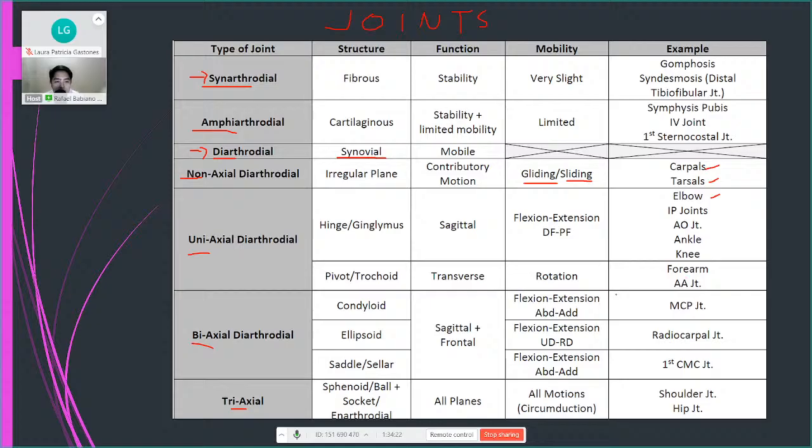Another example ha, biaxial, your radiocarpal, your wrist. Radiocarpal kay connection ni radius nga ni carpals. Okay, so look, kaya niya mag-flex, extend, that's one axis. Kaya niya mag-ulnar and radial deviate. That's another axis. So, biaxial.